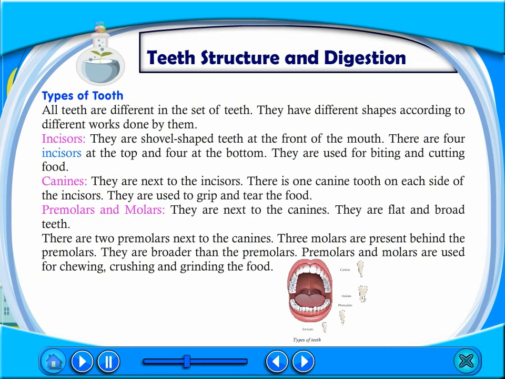Canines. They are next to the incisors. There is 1 canine tooth on each side of the incisors. They are used to grip and tear the food. Premolars and molars. They are next to the canines. They are flat and broad teeth. There are 2 premolars next to the canines. 3 molars are present behind the premolars. They are broader than the premolars. Premolars and molars are used for chewing, crushing and grinding the food.